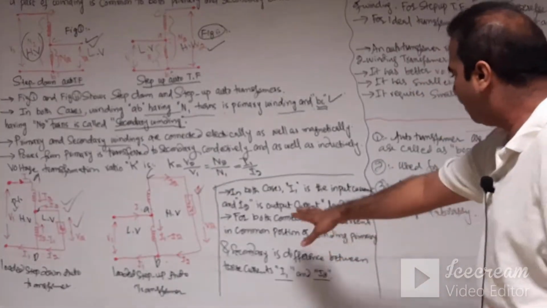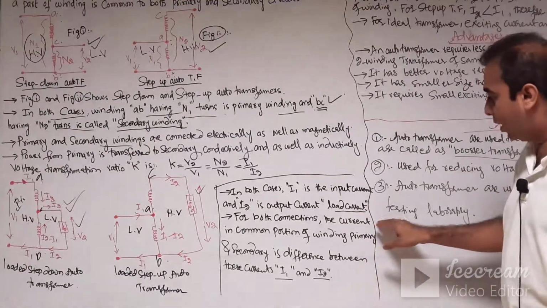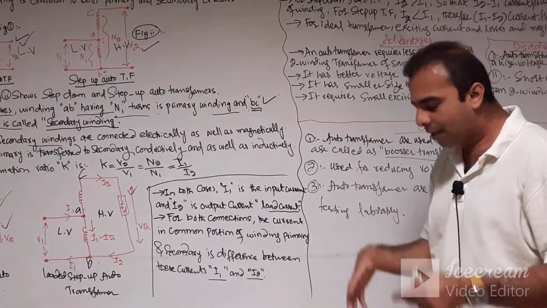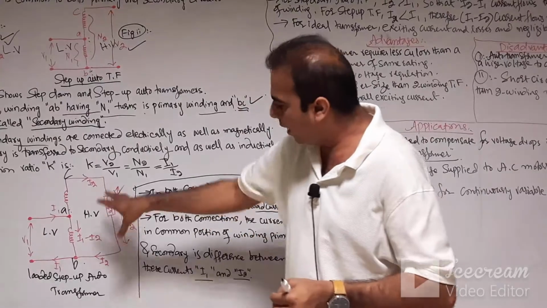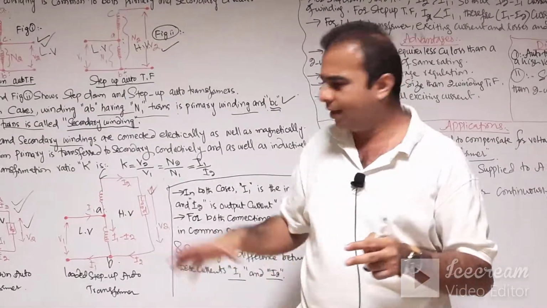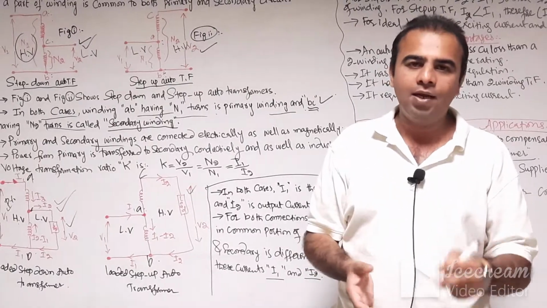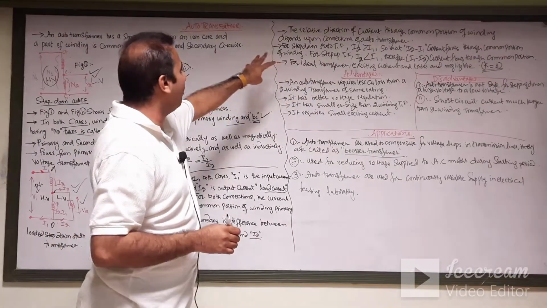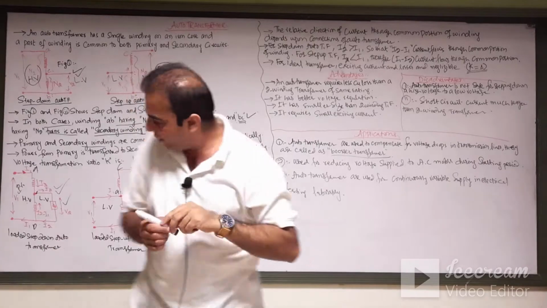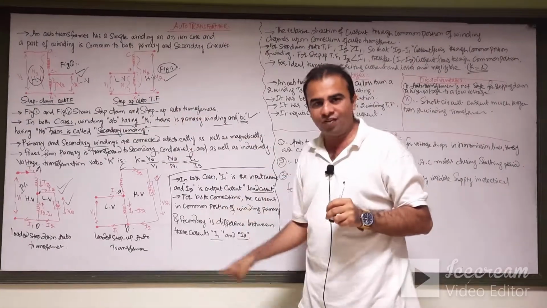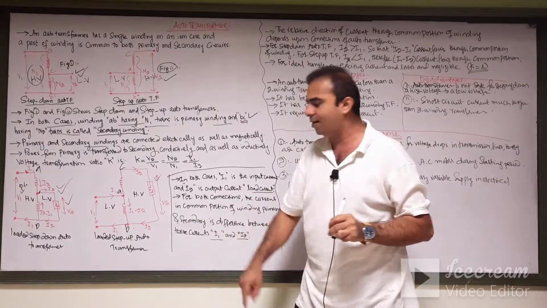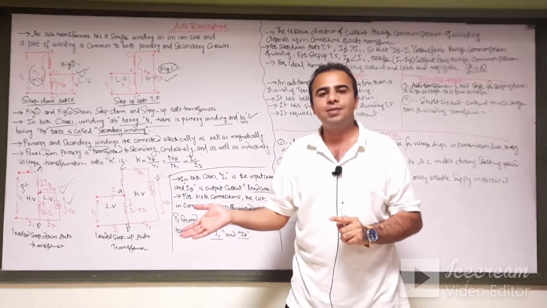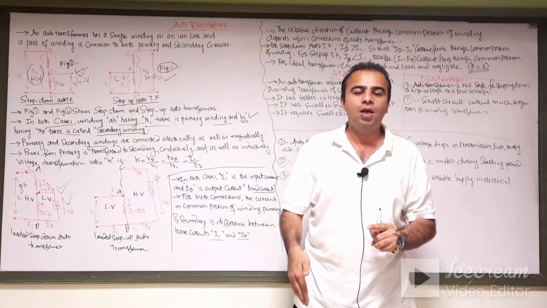For both connections, the current in the common portion of the windings of the primary and the secondary is the difference of those currents. So, the relative direction of the current through the common portion of the winding depends upon the connection of the transformer. The relative direction of the flow of current, either in the step down or in the step up transformer, depends upon the connections of the auto transformer.